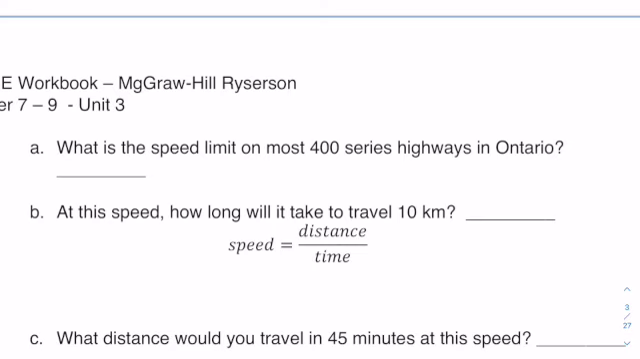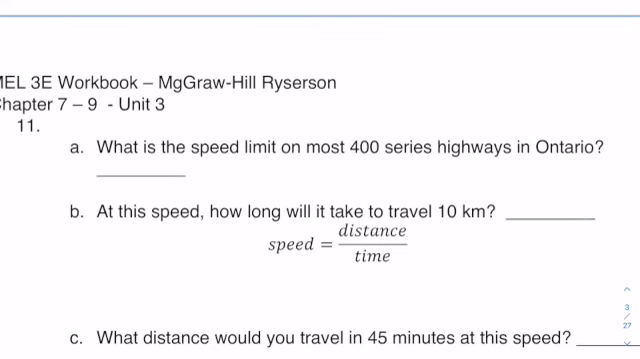Right, so number 11. What is the speed limit on most 400 series? That is 100 kilometers an hour. A lot are turning into 110. They're testing that out, so maybe in the future it will be 110 everywhere. So the next question is, at this speed, how long will it take to travel 10 kilometers?